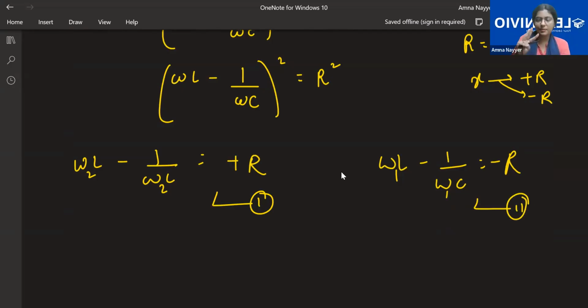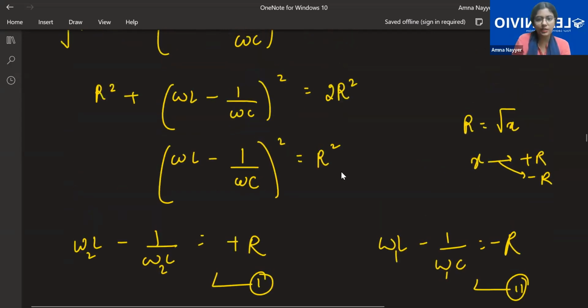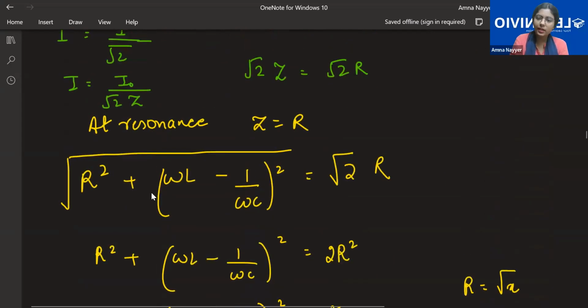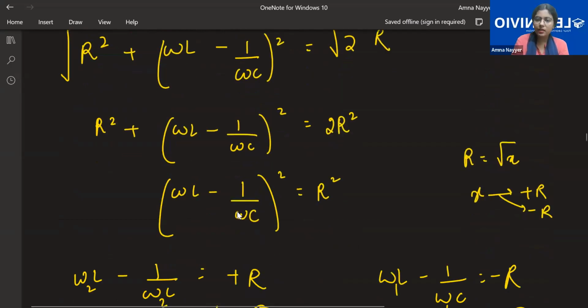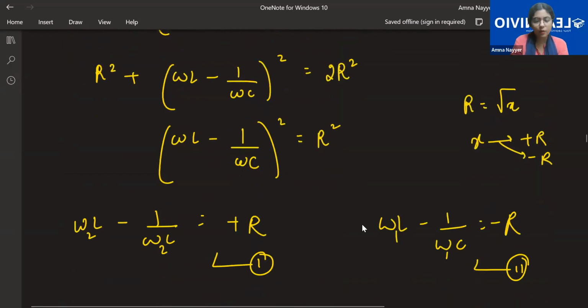There are three major steps in this derivation. First is reaching these two equations. How to write these equations? You take the resonance condition, you put the value of impedance in terms of omega L and omega C, you take the square and finally bring out the two square roots. These will be the two equations that you get.